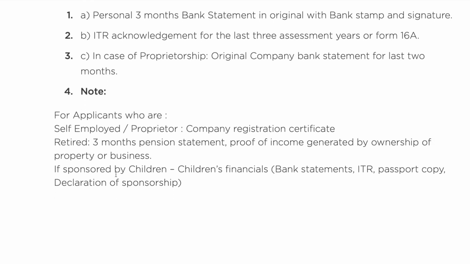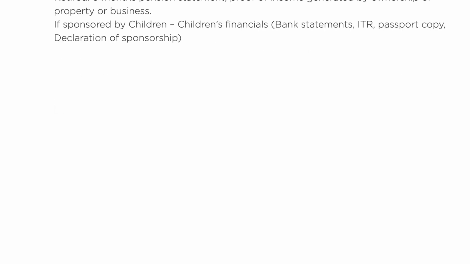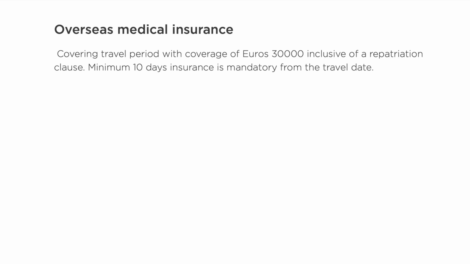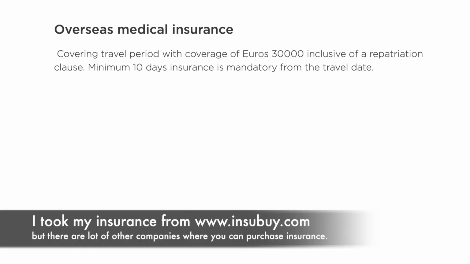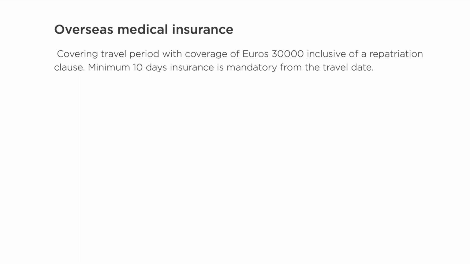If your children are sponsoring you, in that case you have to submit your children's financials like their bank statements, their passport copy, income tax returns, etc. Medical insurance. This is one of the most important things. Most of the Schengen countries need you to be covered medically. They need the coverage of 30,000 euros. There are a lot of private companies where you can buy your insurance from. You should carry this insurance.